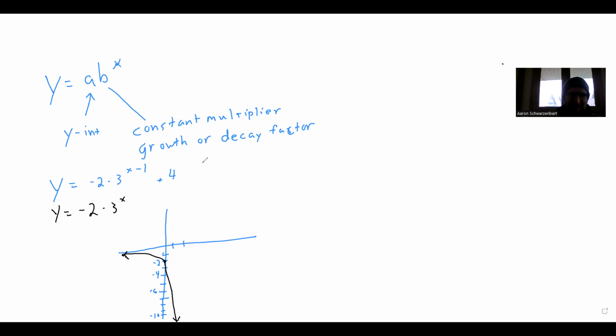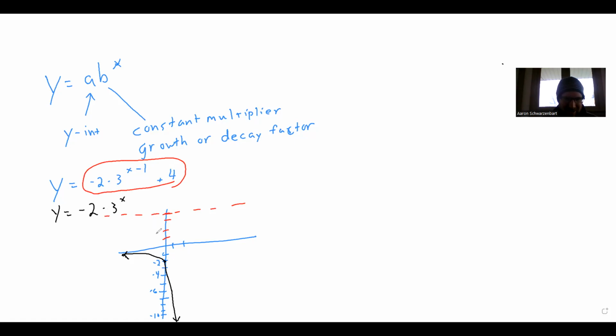So now I'm going to graph my original, and I'm going to do that in red. So I've got this graph, and then this -1 in the exponent is a horizontal shift. I'm going to the right 1. And then this vertical shift is up 4. Remember that this is opposite the sign in the horizontal direction. It's the same for the vertical direction. So shifting up 4 means I'm going to shift my whole asymptote up 4.